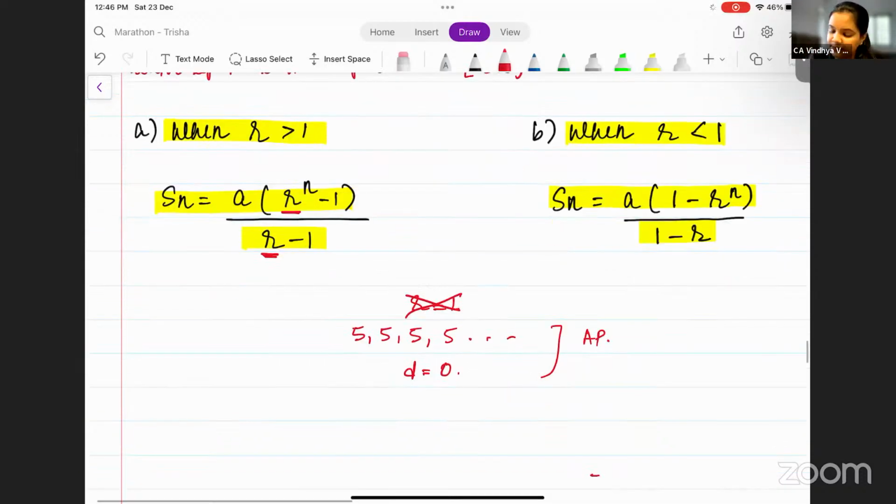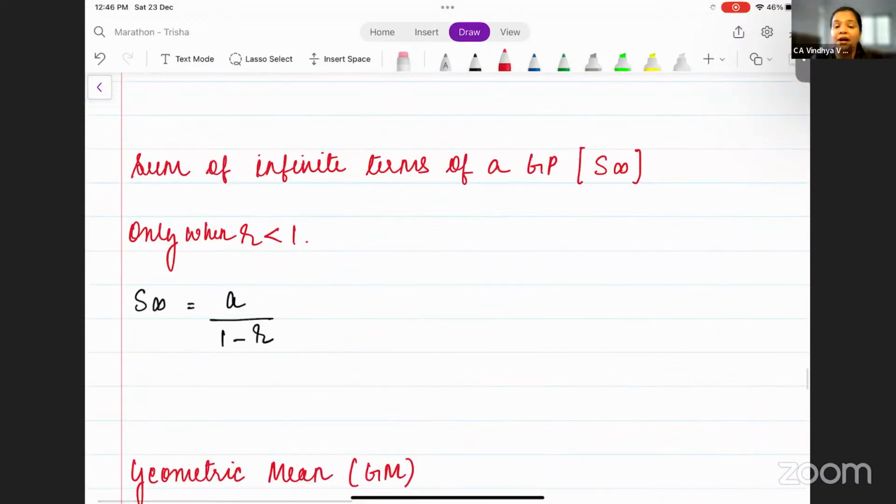All right? Okay. Next, you have something called the sum of infinite terms. And this is applicable only when r is less than 1. What is the formula? It is a divided by 1 minus r, where the value of n is infinite. This can only be found out when r is less than 1.